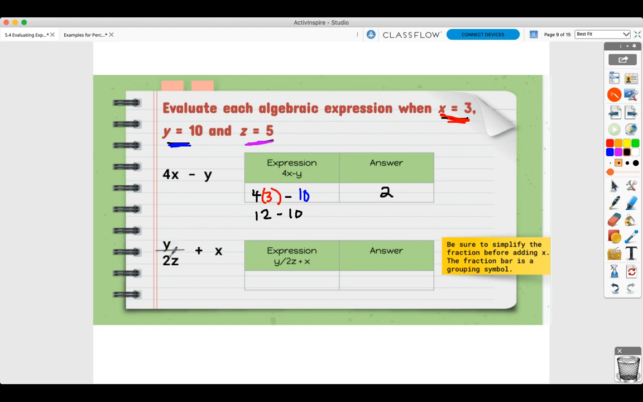In this problem here, y divided by 2z plus x. When you write horizontally, it gets a little confusing. So you need to put parentheses around the y over 2z to know that the fraction bar is a grouping symbol. It's really important to understand that part of it. So y is 10 divided by 2 times z, which is 2 times 5, plus x, which is 3.